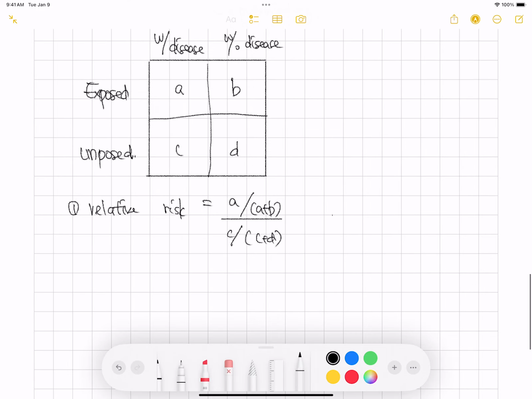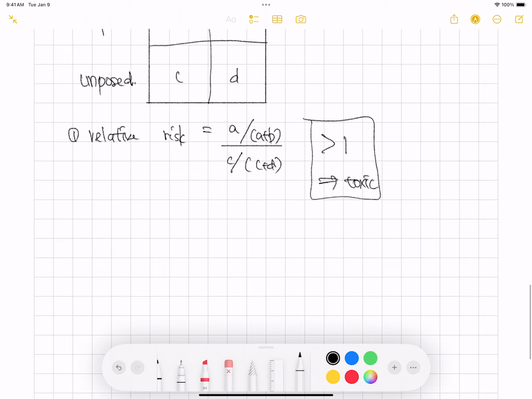And if this number is larger than 1, then it is considered toxic. The relative risk explains the risk of developing the disease given exposure.